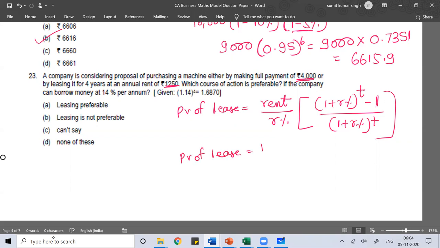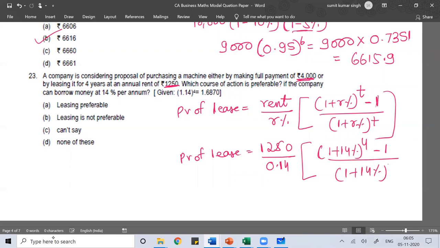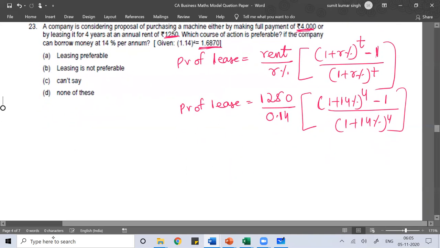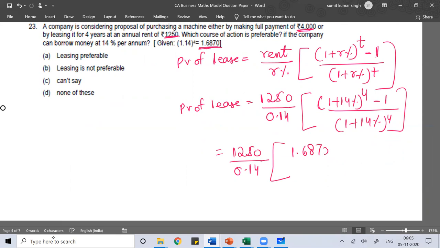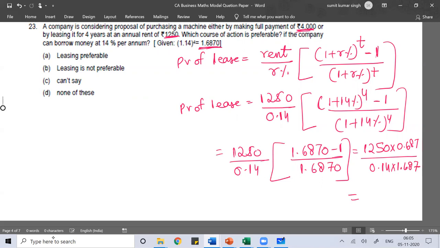So what is the rent? Rent is 1,250. Rate of interest is 14%, so 0.14. So this is 1 plus 14% to the power 4 minus 1, divided by 1 plus 14% to the power 4. So 1 plus 14% to the power 4 is given to you as 1.687. So you can solve this: 1,250 divided by 0.14, into 0.687 divided by 1.687. You can solve this to find the present value of lease.